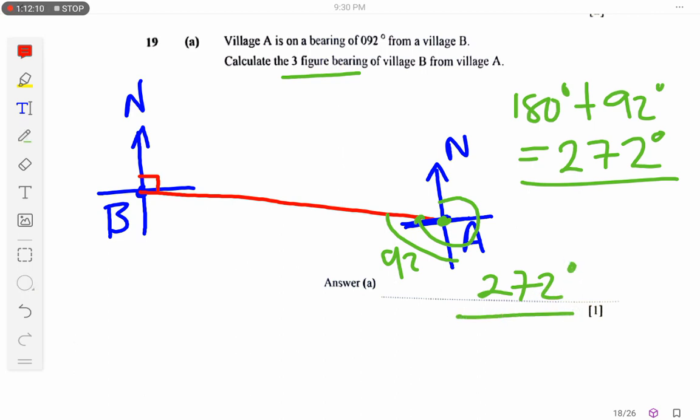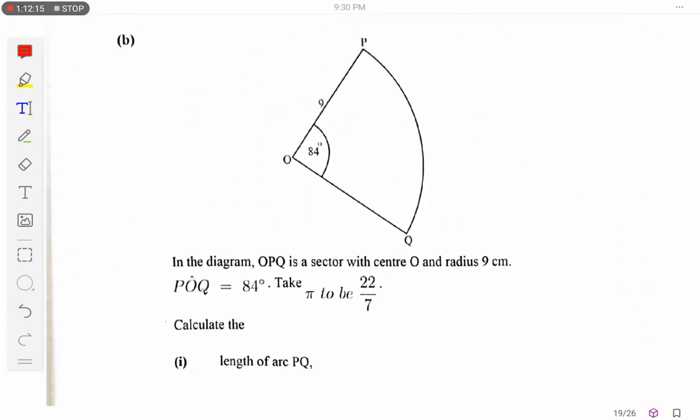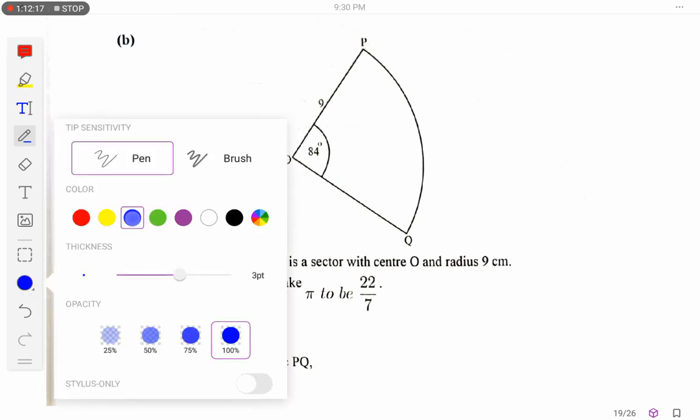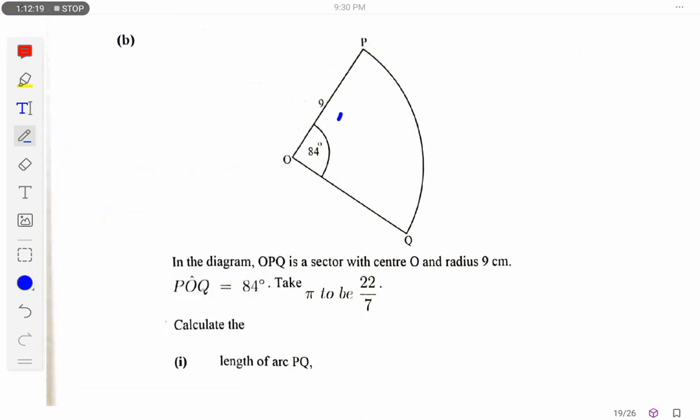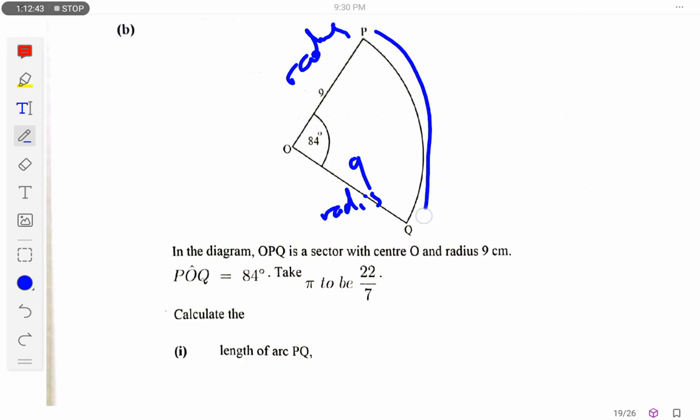Okay, let's move on. Part B of the question, we have this. Here, guys, we have a center. This is our center also. It means that this is a radius here, this is a radius, and also this is a radius here. So this is also 9. They are saying we're also going to take pi to be 22 over 7, which is very important. The angle is 84. The first question is to calculate the length of arc PQ. So we want this length here.